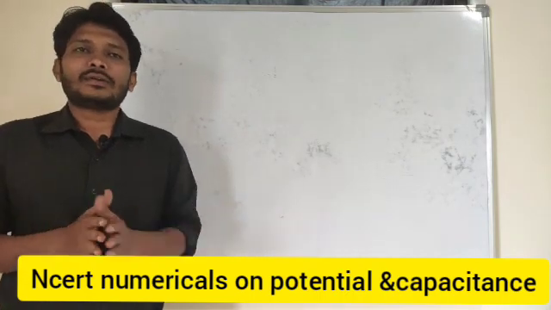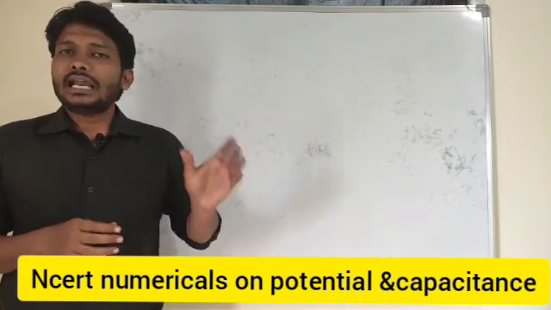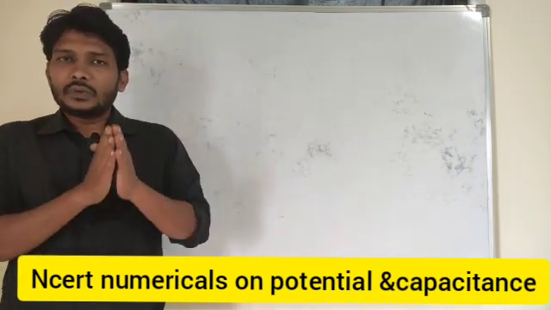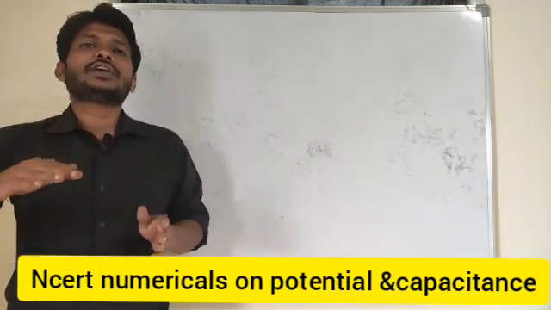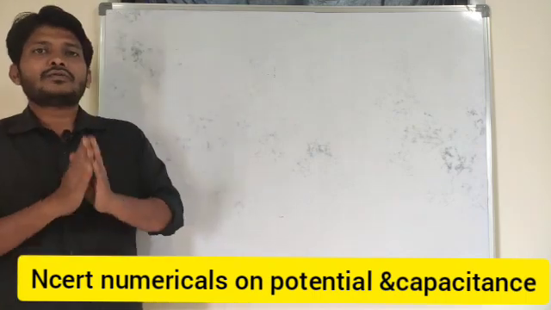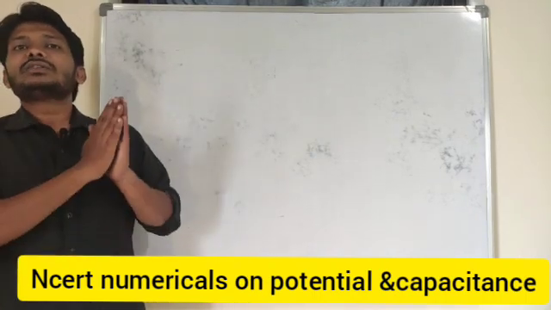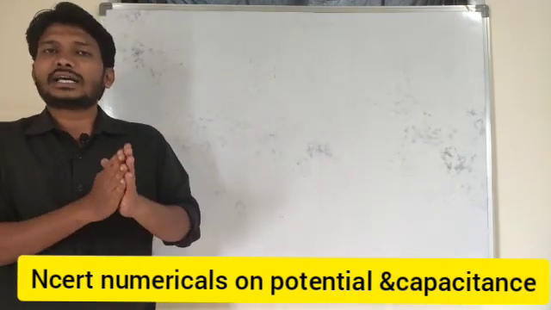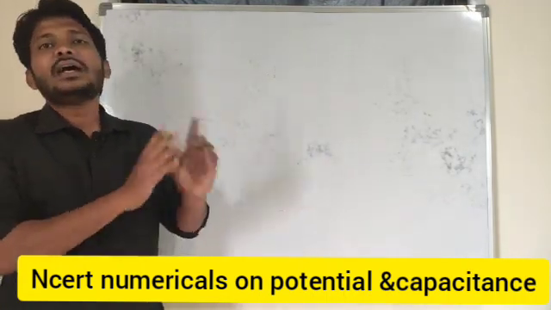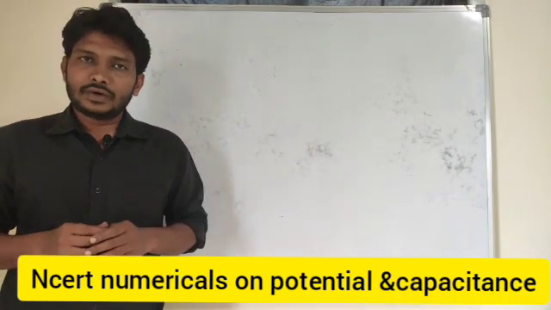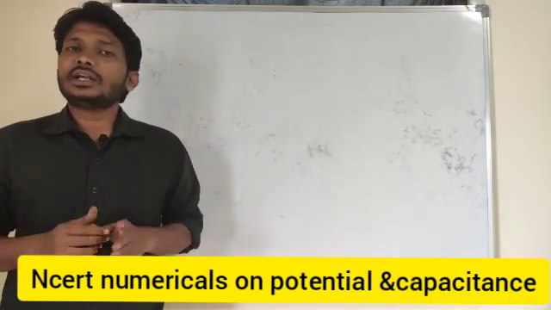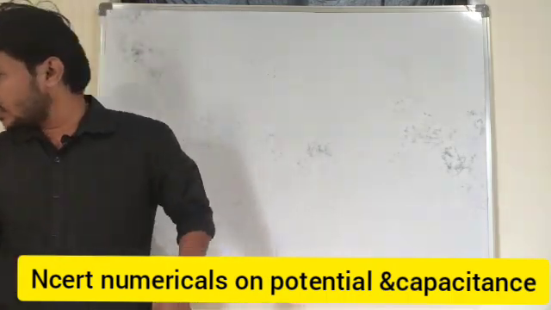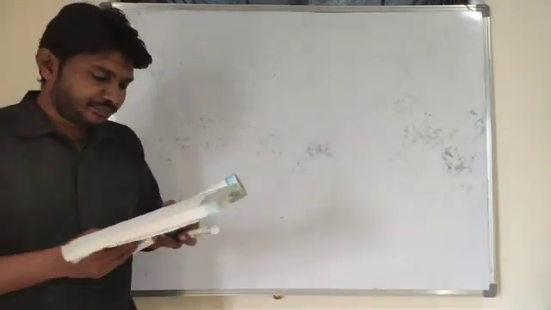So for the past couple of days we discussed electrostatic potential and capacitance. In that chapter, we discussed electrostatic potential as well as capacitance. For our theory examinations, this chapter will carry 9 marks. We already discussed the NEET aspect as well as the theoretical aspect related to the second chapter. So today we will be discussing NCERT numericals related to electrostatic potential and capacitance. Let me begin with the numericals here.